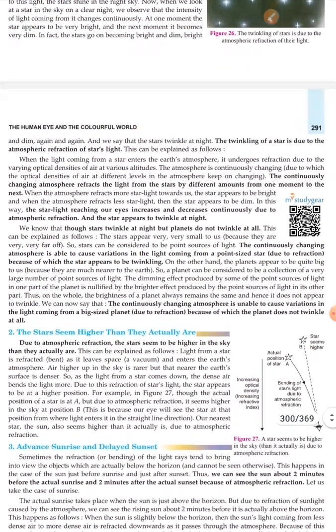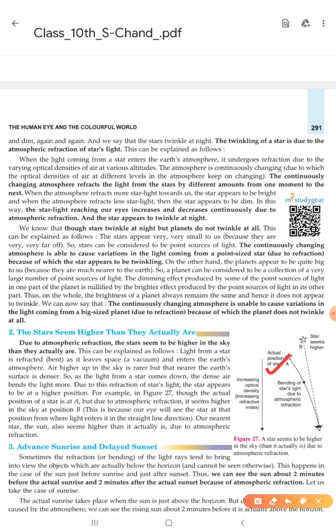And another example, we can see the stars seem higher than they actually are. Suppose this is the actual position, but due to the atmosphere, there is a bending of light. Then it comes like this, but our brain says it is coming from this point. So we can say the star seems higher than it actually is, because of atmospheric refraction.